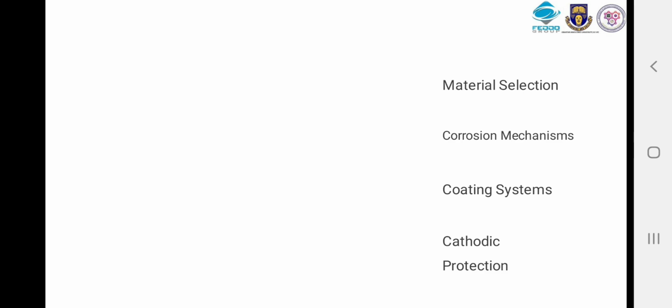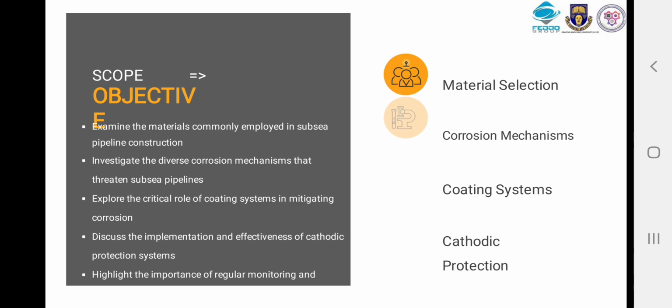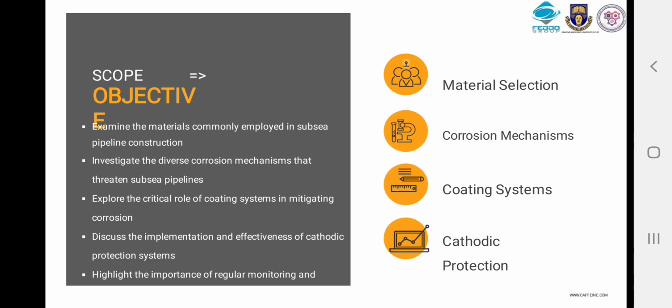While we have this scope, we also have the objectives that I wanted to meet with the project. Number 1 is to examine the different forms of materials that are commonly used in subsea pipeline construction, and through this we can dive into advancing such materials so that they can mitigate corrosion.